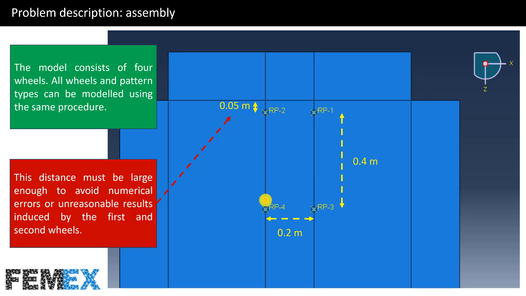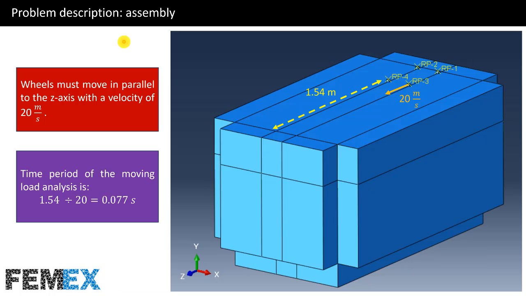All wheels and pattern types can be modeled using the same procedure. This distance must be large enough to avoid numerical errors or unreasonable results induced by the first and second wheels. Here we have the first and second wheels. All the wheels must move in parallel to the z-axis with a velocity of 20 meters per second.